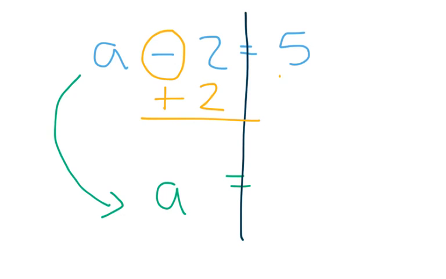But yet you have to do the same thing to the other side in order to keep the equation balanced. So therefore 5 plus 2 equals 7. And if I plug that back in, 7 minus 2 equals 5. Now let's take a look at a problem with multiplication.